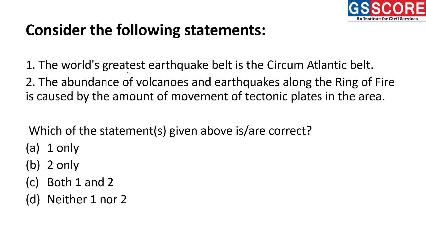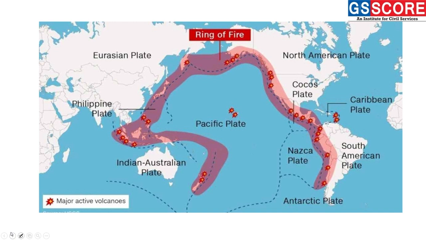Statement 1 is: the world's greatest earthquake belt is the Circum-Atlantic belt. Is this statement correct or incorrect? This statement is incorrect, because the world's greatest earthquake belt is not the Circum-Atlantic belt, but the Circum-Pacific belt. We can see it in the map. This is the Circum-Pacific belt of the world. Here it is coasted by the countries of North America, South America, Asia and Australia.